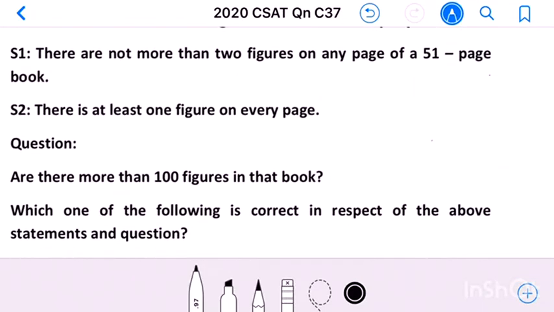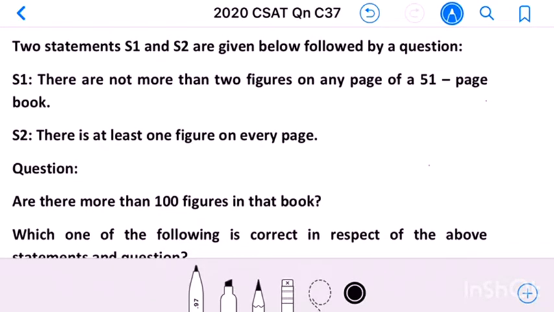So here we have to see which statements are required to answer this question. Are there more than 100 figures in that book? So let us see the first statement. There are not more than 2 figures on any page of a 51-page book. That means maximum number of figures in any page of that book equal to 2.